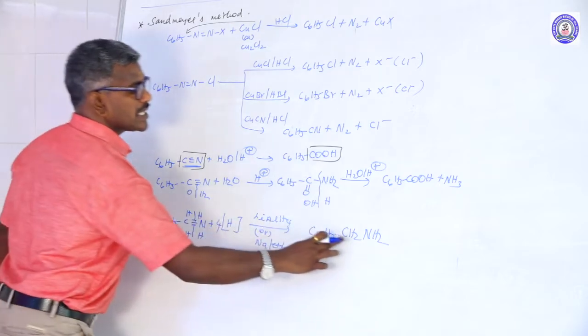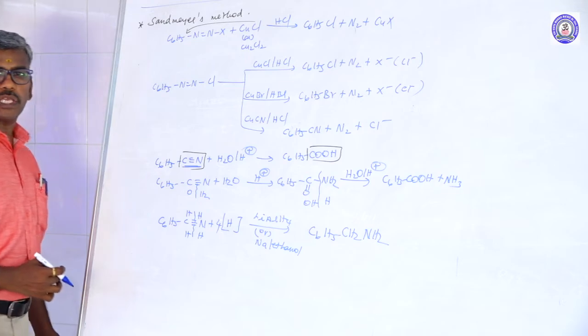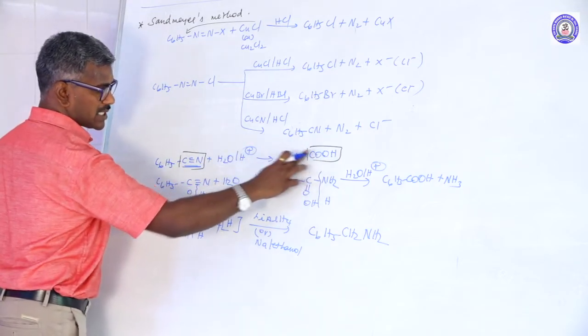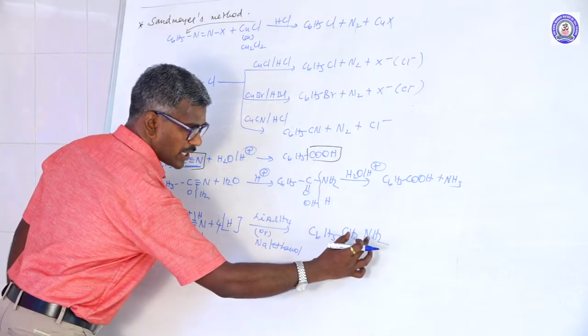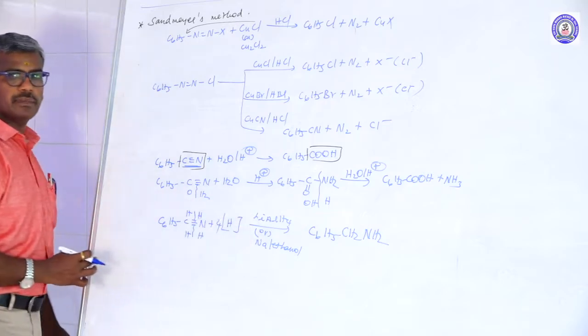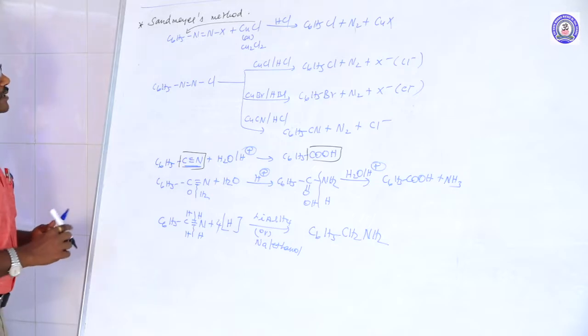CN is converted into CH2NH2 by using the catalyst lithium aluminum hydride or sodium ethanol. This is the conversion: cyanide is converted to carboxylic acid by using acidic hydrolysis. Cyanide is converted into amine by using reduction in the presence of lithium aluminum hydride. Another method, the Gattermann reaction.